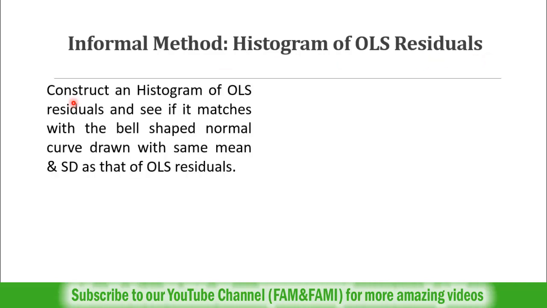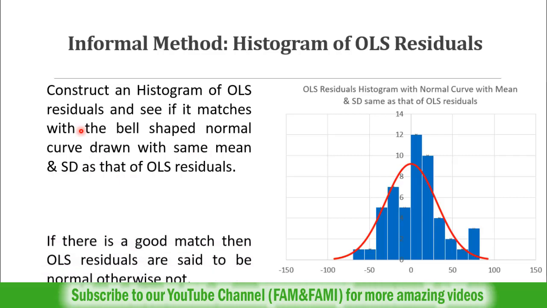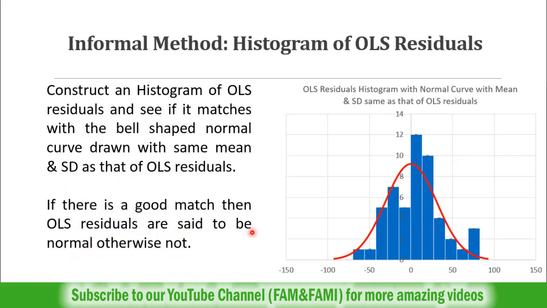So let's first discuss the informal method, histogram of OLS residuals. This method involves constructing a histogram of OLS residuals and seeing if it matches with the bell-shaped normal curve drawn with the same mean and same standard deviation as that of OLS residuals. This means that we need to calculate mean and standard deviation of OLS residuals, and then from the mean and standard deviation we can calculate this bell-shaped normal curve. Because normal distribution has two parameters, mean and variance, we have calculated the mean from OLS residuals as well as standard deviation. The square of standard deviation is variance, so we have two parameters with us. So once we have these two parameters in hand, we can construct a normal density curve, and then we can match the histogram of OLS residuals with this normal density curve. If there is a good match, then the OLS residuals are said to be normally distributed, otherwise not.